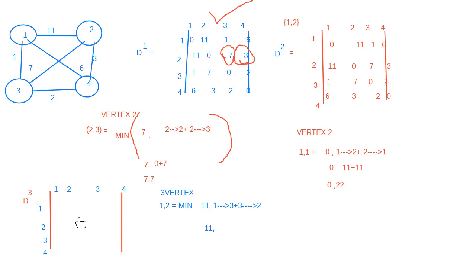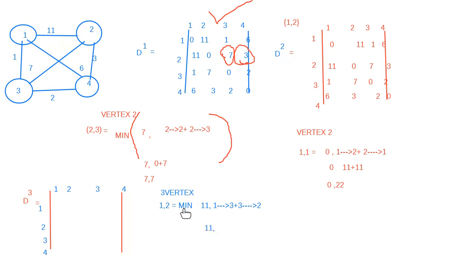See, computing 1 comma 2 means that we have to include the third vertex now. When we include the third vertex, we will look at the D2 matrix. First, look at the D2 matrix and tell me what is the value of 1 comma 2. 11. Okay, so I have written 11 over here.